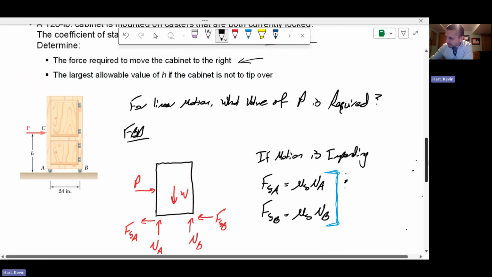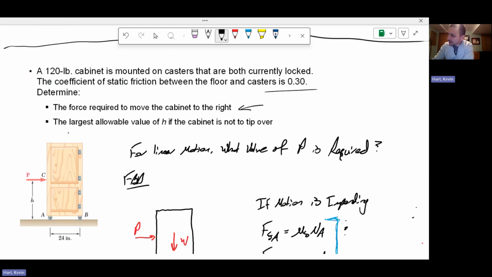Let's go back up here and look at the problem statement. What is the largest allowable value of H if the cabinet is not to tip over? Notice that the variable H didn't come into play when we were thinking about what was the maximum value of P that would cause linear motion. That's only because we did some of the forces X, some of the forces Y, and that's it.